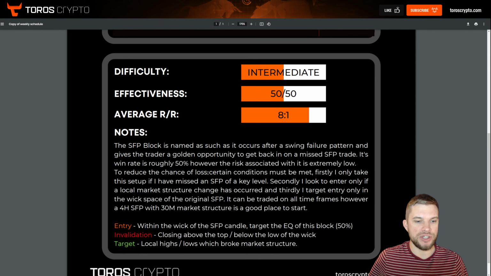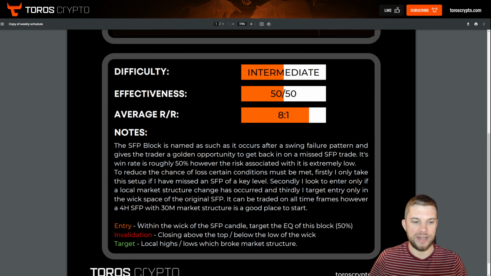To reduce the chance of loss, certain conditions must be met. Firstly, I only take this setup if I have missed an SFP of a key level. Secondly, I look to enter only if a local market structure change has occurred. And thirdly, I target entry only in the wick space of the original SFP. It can be traded on all time frames, however a 4-hour swing failure pattern with a 30-minute market structure is a good place to start.